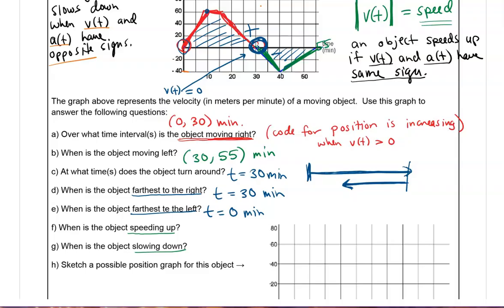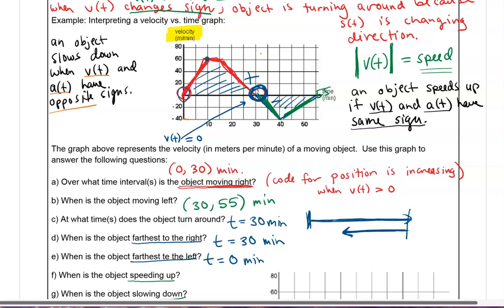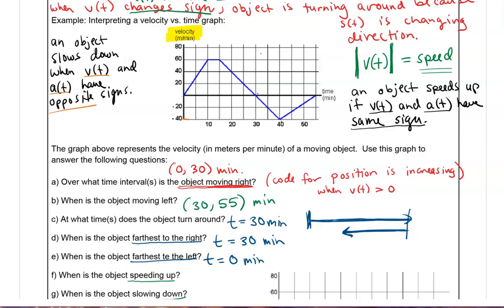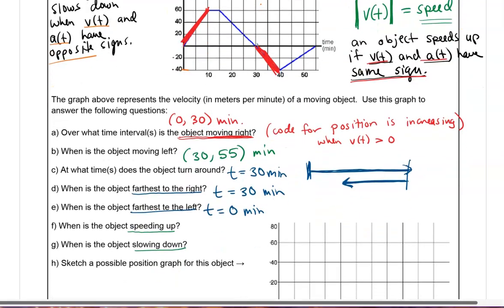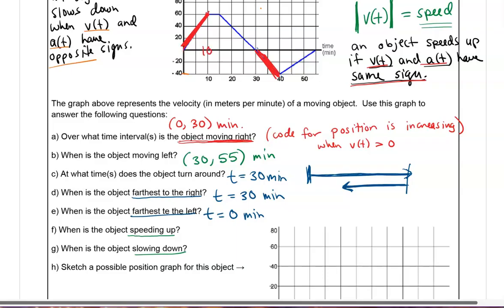Okay, so speeding up, here we go. Speeding up would be when velocity and acceleration have the same sign. So we're looking for positive y values on velocity, but also positive slopes. So that's here, here, and then we're looking for negative velocities and negative slopes. So that's here. Positive velocity, positive slope, negative velocity, negative slope. That's where velocity and acceleration have the same sign. That would be where our object is speeding up. So from 0 to 10 and from 30 to 40.